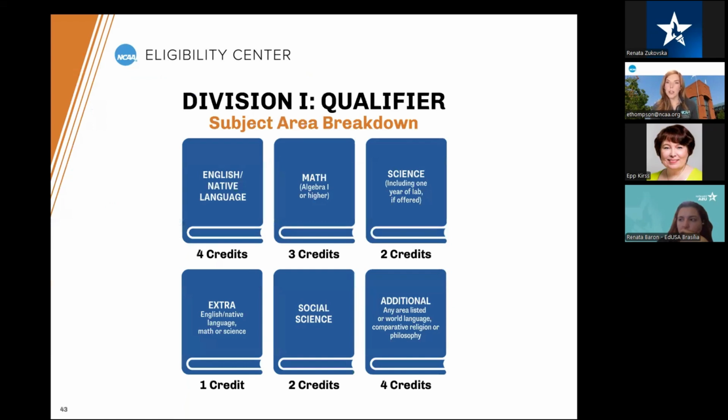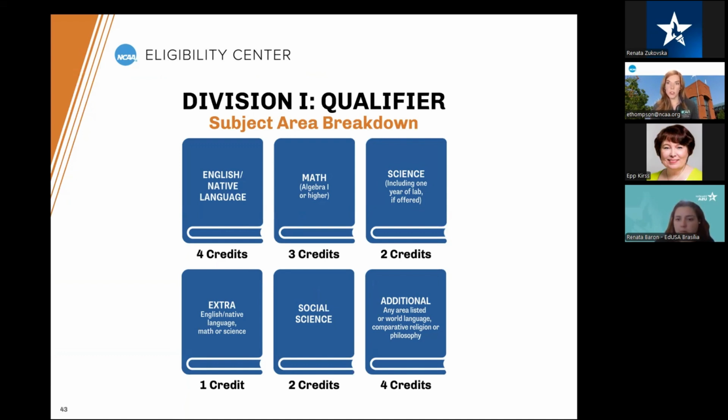So this is the breakdown of those 16 core course credits. If you have your phone out, you can snap a picture of this, but also remember that we will be sending you this resource afterwards. So essentially, we would go through your transcripts year by year, looking at all subjects that you studied in an effort to get you these 16 credits that are required in order to be Division One eligible.